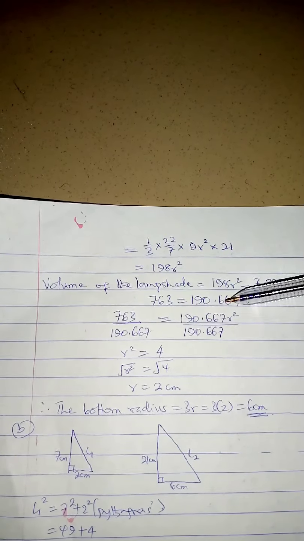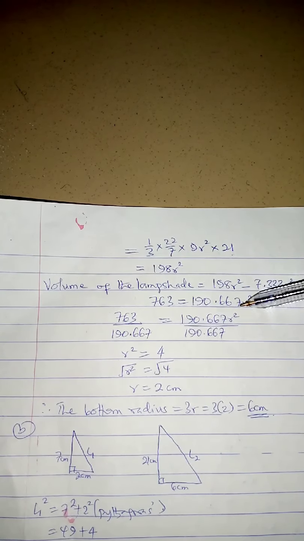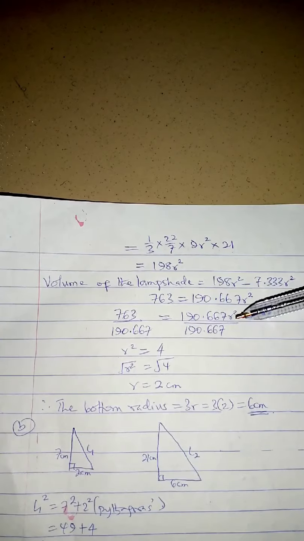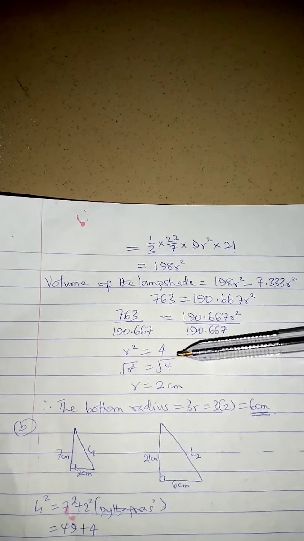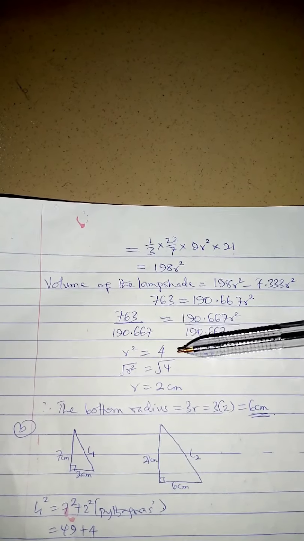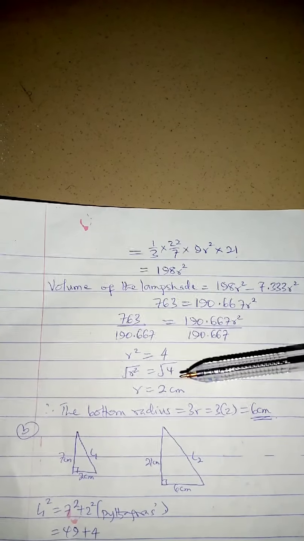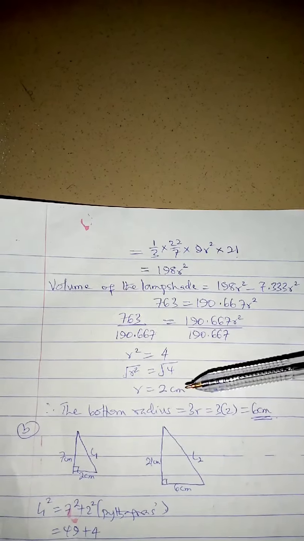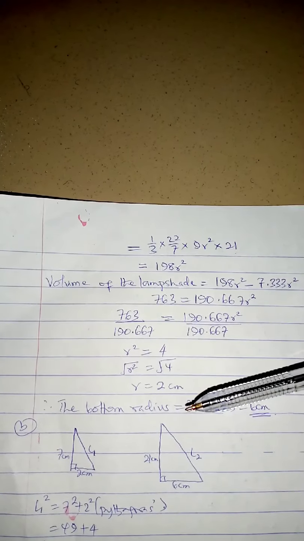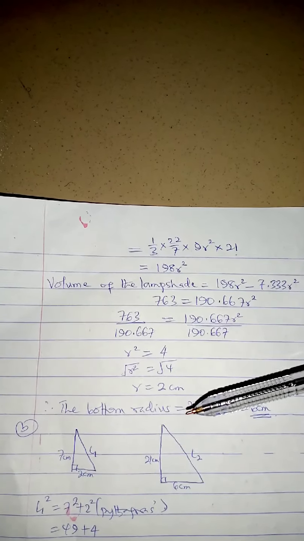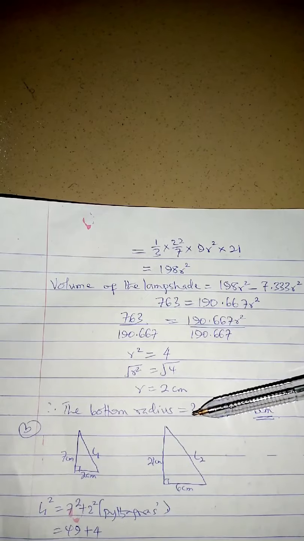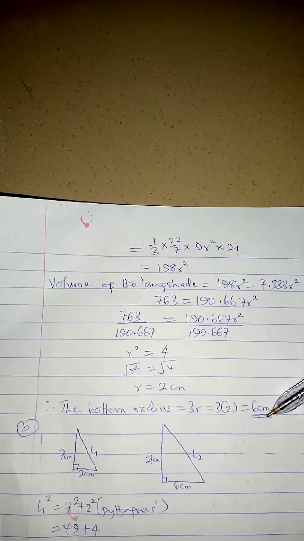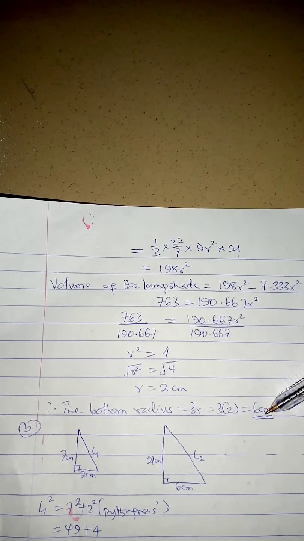When you subtract this, you have 190.667 r squared. Divide through by 190.667, and you have your r squared to be 4.00, which is 4. Take the square root of both sides, r becomes 2. Now to the question asked, bottom radius is 3r. Therefore, you say 3 times 2 that you got, and the bottom radius is 6 cm.